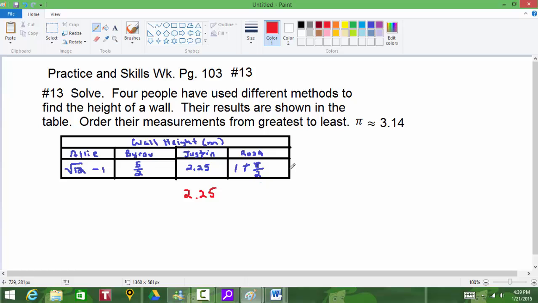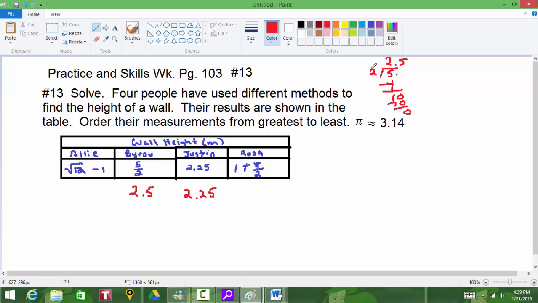5 over 2, let's divide those two and see what happens. So, set it up. It looks like it's going to go in there twice. And 2 goes into 10 five times. So we'll subtract that, and this number right over here is going to get us 2.5.